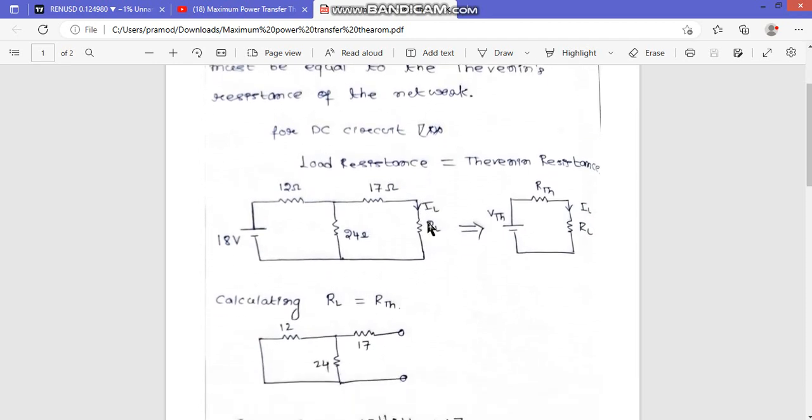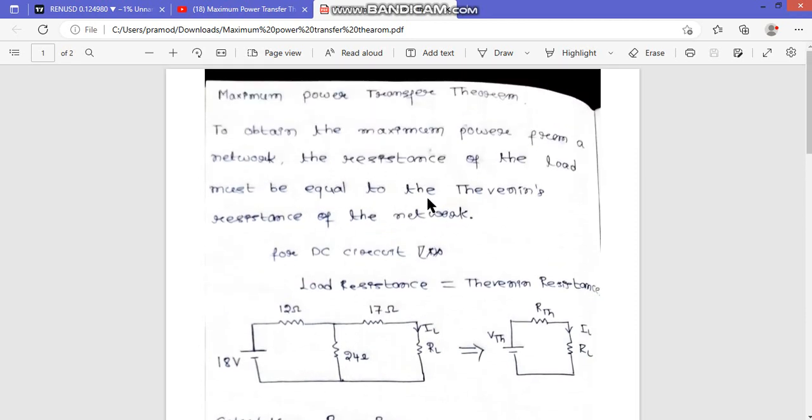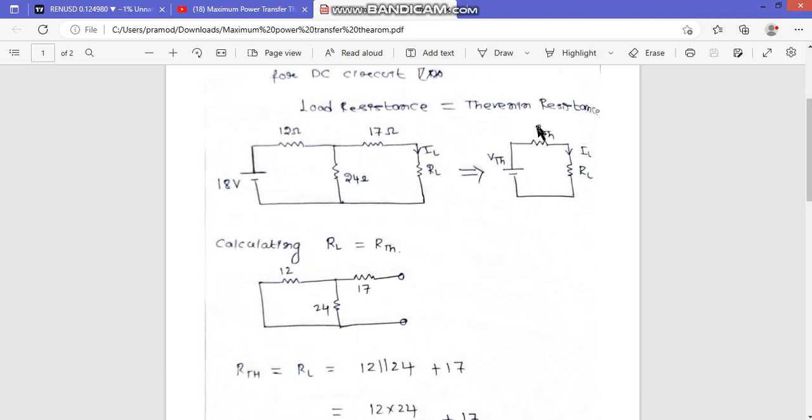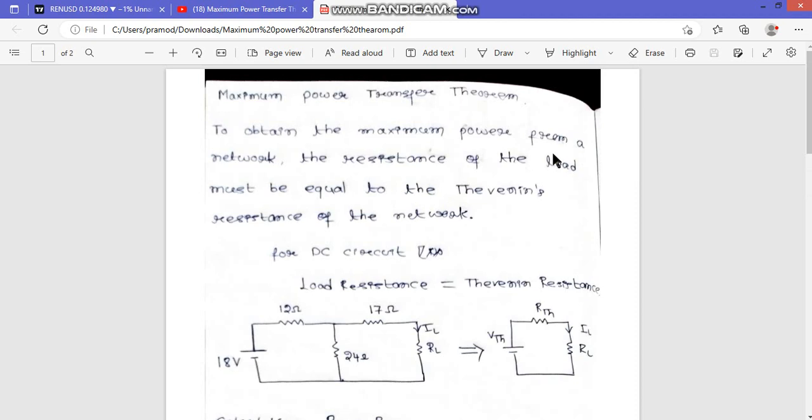The maximum power transfer theorem states that if you calculate the RTH value for this, we all know that this circuit can be represented using VTH, RTH and RL, right? So what is the value of RL so that the power transferred to this load becomes maximum? That is the meaning of this statement. If you calculate RTH and VTH, and your load is the same as the value of RTH, then the power transferred to this load becomes maximum. That is what the maximum power transfer theorem states.